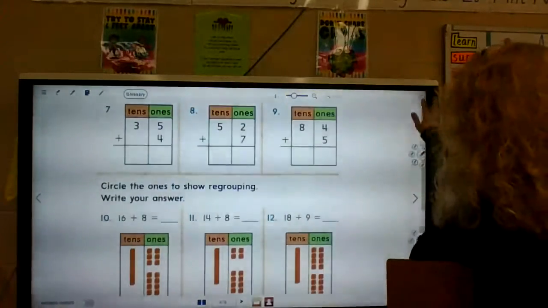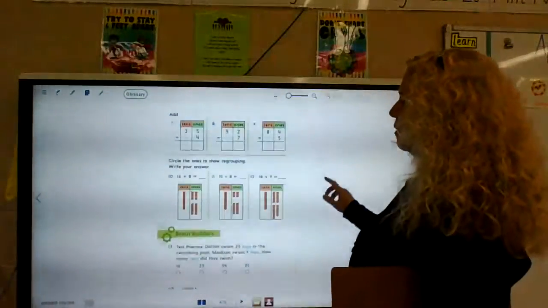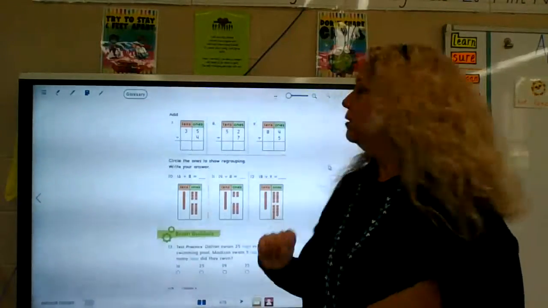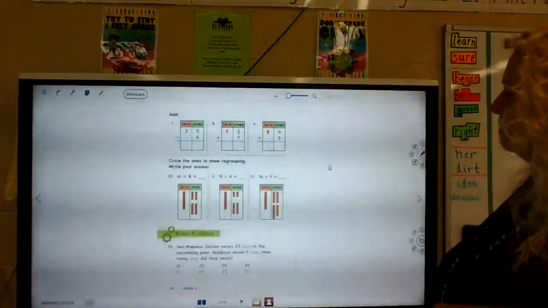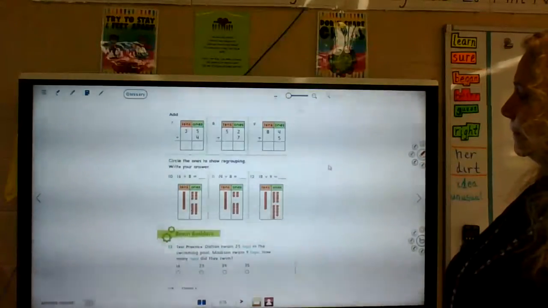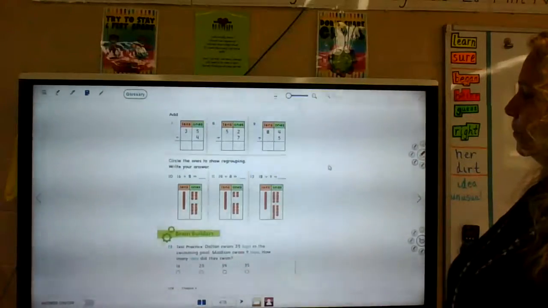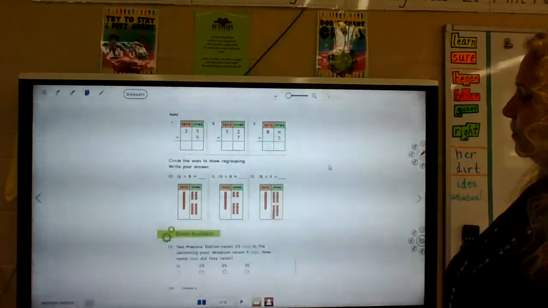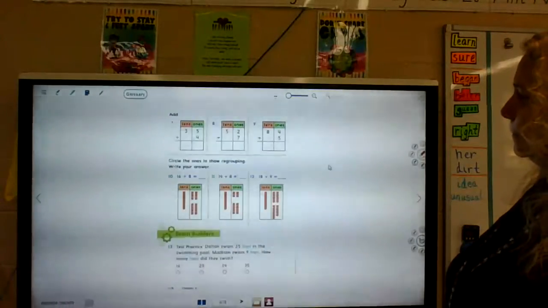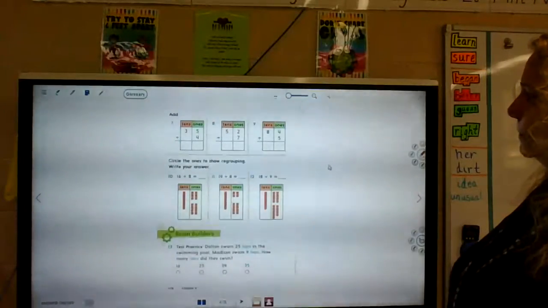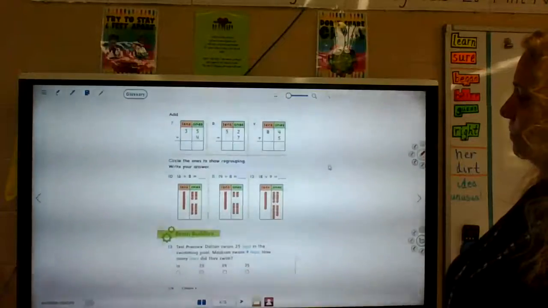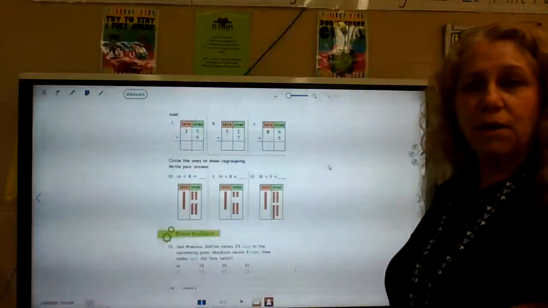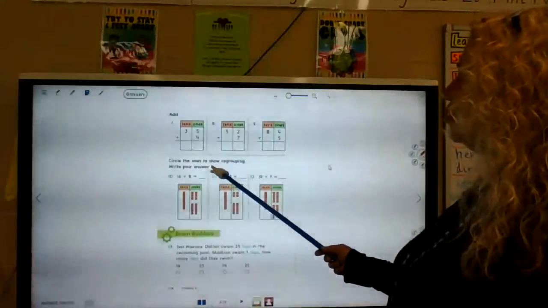Let me make it smaller here. So now up here, you're going to add going across. Remember, start with the ones. Start with the greens. Ten, 11, and 12 is like what you learned yesterday with Mrs. Steele on the video. Circle the ones to show regrouping.